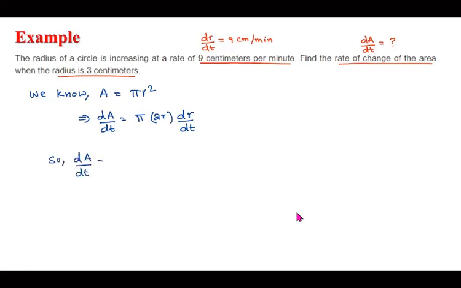So dA over dt is equal to, okay, I can multiply 2 and pi, that is 2 pi, multiplied to the radius. Radius is 3 centimeters. And then dr over dt is given in the problem, which is 9. So if I simplify that using calculator, I would get approximately 169.6 centimeters squared per minute. Centimeters squared because that is the area.